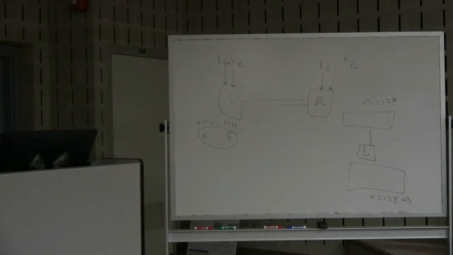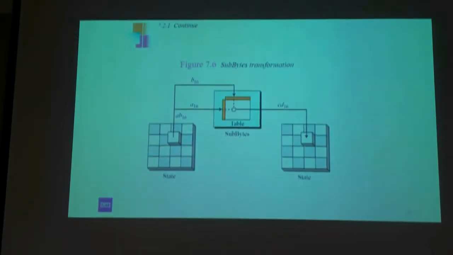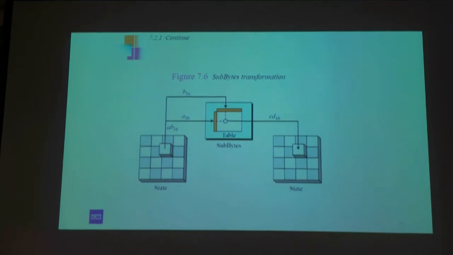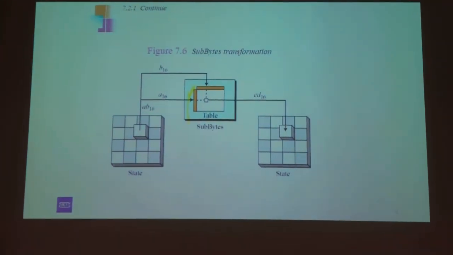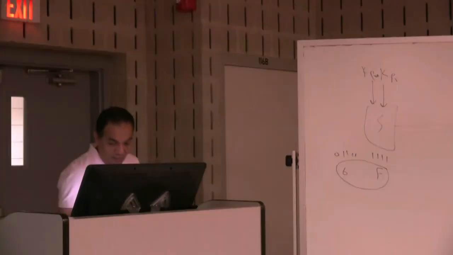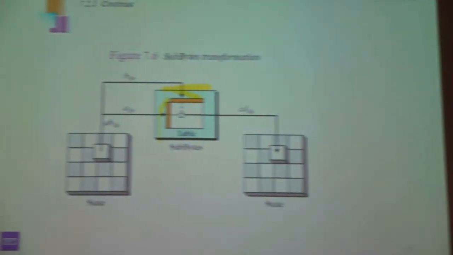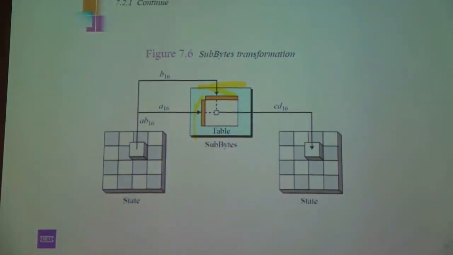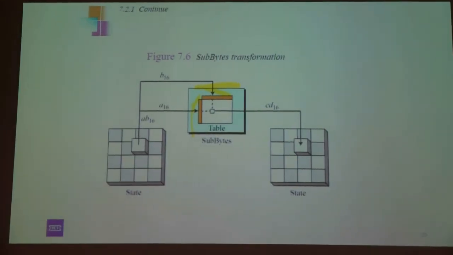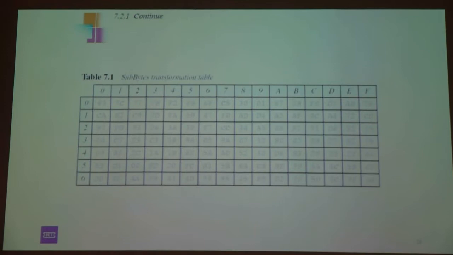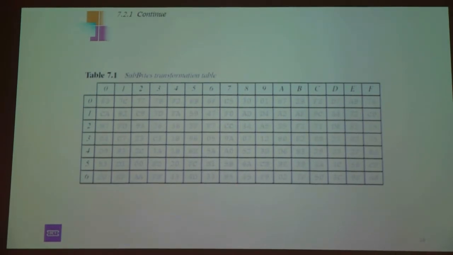So basically, for the row in here, we take the first part, and for the column, we take the second part. And there is a table. We replace the value. Who wrote this table? Not me, not you, the people who designed it. So let's take a look at the table. Here is the table.